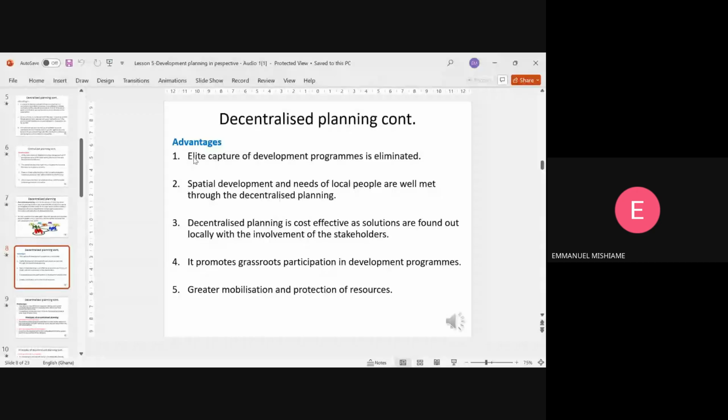All right. Now, decentralized planning is also cost effective as solutions are found out locally with the involvement of stakeholders. Now, in a centralized state, on the other hand, sometimes they would come and build. I don't know if you've noticed, but in many rural communities, when you are traveling along the road, you see some markets or some public toilets that people are not using, some boreholes that people are not using. Why?